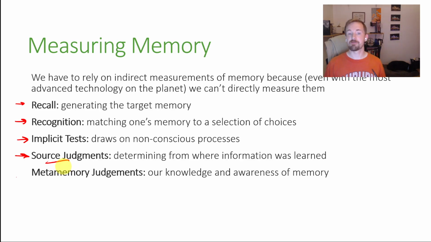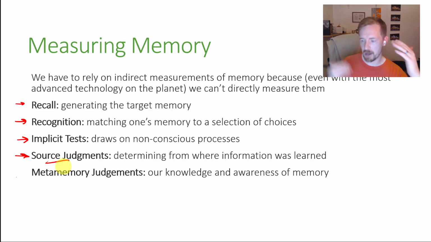And then finally, we have meta-memory judgments. And meta-memory is just essentially a memory of a memory. It's you being aware of your own memory. So if you are aware of your own memory, or if you understand that you have a memory for something, that is a meta-memory judgment.